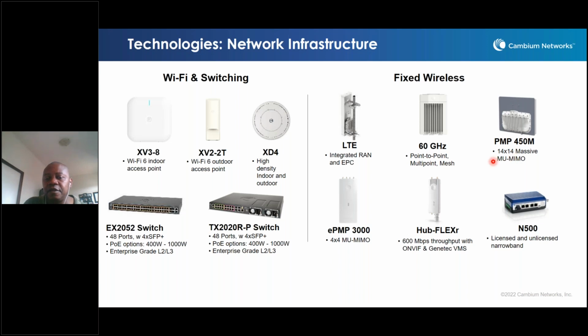Bottom left here is the ePMP 3000, which we'll be talking about later, also based on MU-MIMO, but you can see the transceiver chains, it's only 4x4, and that's because you're looking at the cost, the affordability aspect. So the 3000 can only talk to 2 subscribers simultaneously.